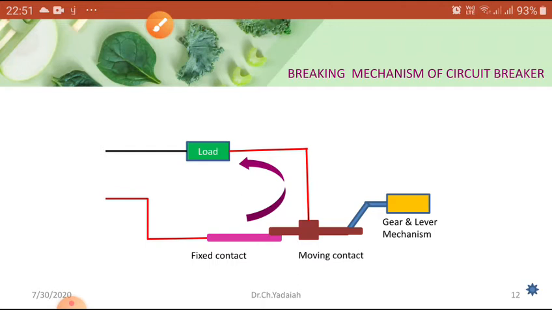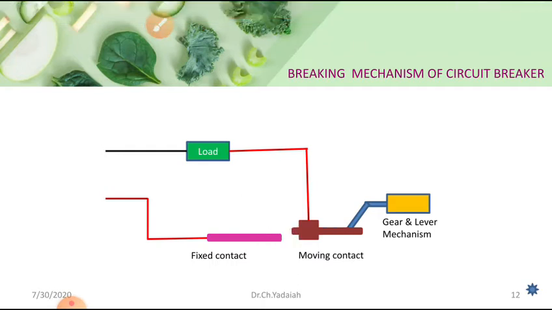Then what is happening? Once the moving contact is moved away, there is a gap between the fixed and the moving contacts. The arc comes, and the arc is at around 5000 degrees Kelvin, that temperature, so it tries to melt the tips of the metal parts. So what is happening here? The arc sustains for some time.